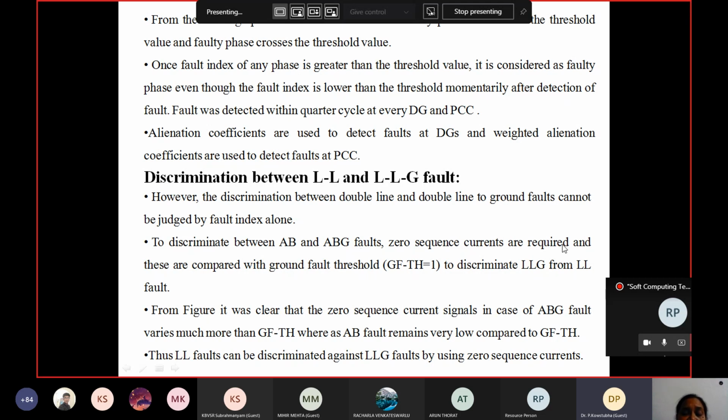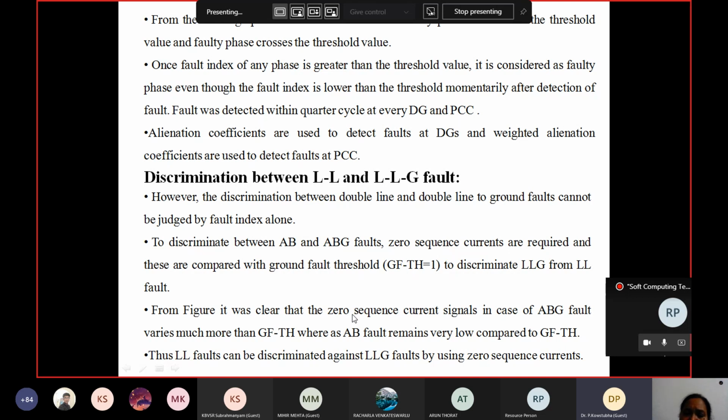Zero sequence currents are required. That means in order to get these zero sequence currents, we have to find the ground fault threshold. The sequence analyzer block is available in the Simulink library. In the sequence analyzer, three options are there: positive sequence, negative sequence, zero sequence. By selecting zero sequence for that sequence analyzer, get the values of the ground fault threshold. If the ground fault threshold is equal to 1, it is enough to discriminate LLG from LL fault.